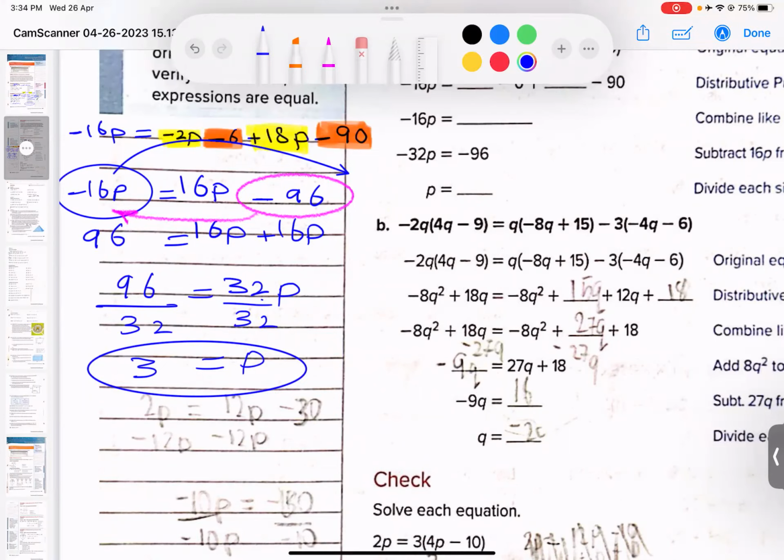Did you get it? Do you want me to do it again? I didn't understand the last part where you moved 96 to the other side and 16 to the other side.